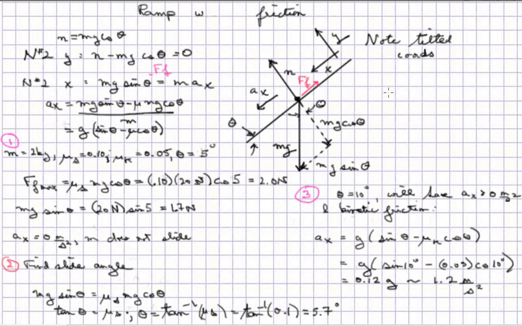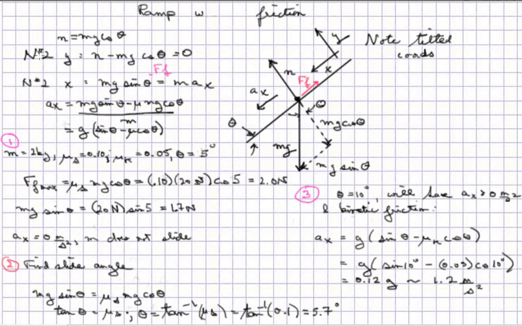Okay, in the previous YouTube we talked about a ramp without friction, and now we're going to consider one with friction. And so we can basically use exactly the same approach, sketch, with the exception that we're going to add a friction force pointing up the plane here. And so I've got three cases worked out here.